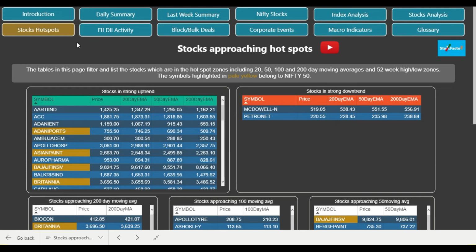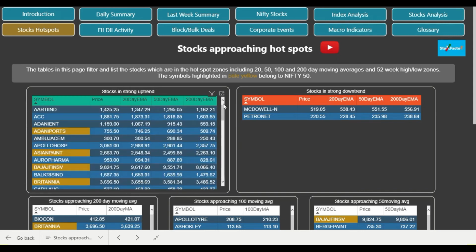First is stocks in strong uptrend. Strong uptrend stocks are already filtered for you in this particular table. And what do we mean by strong uptrend stocks? Basically, the stock price is trading above the short-term moving average, that is 20-day, the 50-day, which is medium term, and the 200-day, which is the long term. So the stock is trading above all the moving averages. So these are the filtered list.